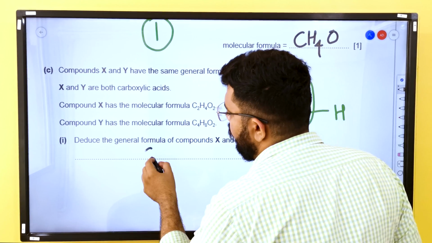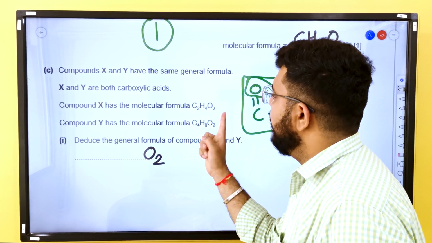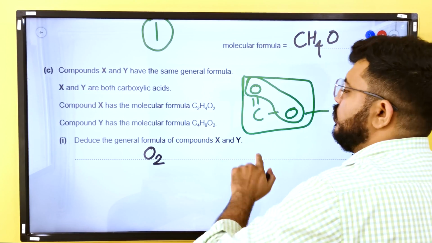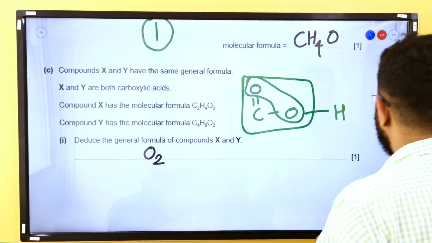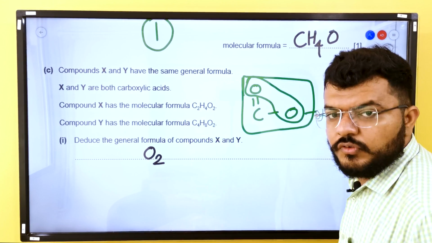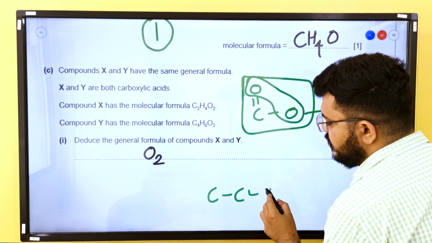I'll write O2. Okay. Now, if you observe, the number of hydrogen are double the number of carbon. C2H4, C4H8, right? To just make sure, let's just write down the formula of C3, right? What happens when there are 3 carbon?